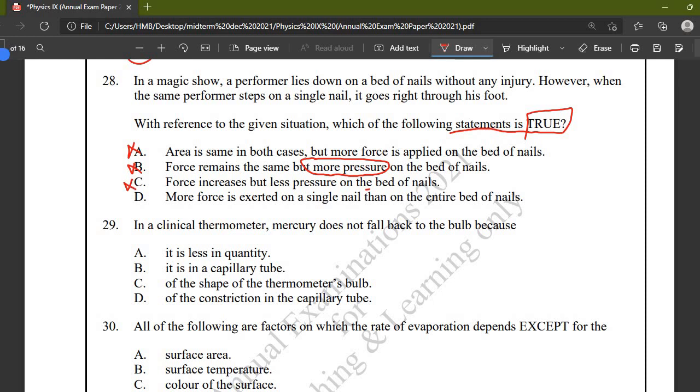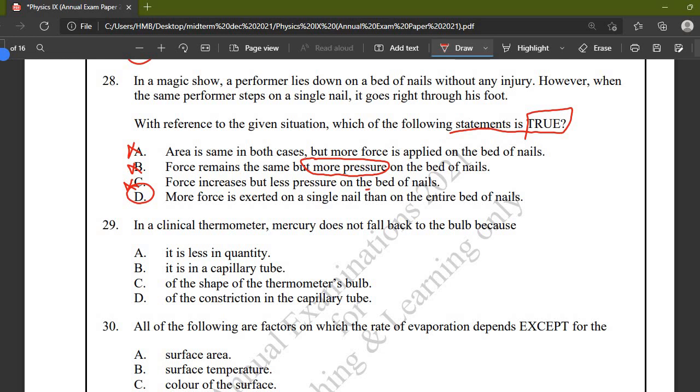This is an incorrect answer. More force is exerted on a single nail than on the entire bed of nails. So when he puts the foot on a single nail, all his weight force will act on a single point, the tip of the nail. So in that case, this will increase the pressure due to less area, and this increased pressure will hurt that person. So option D is the right answer.